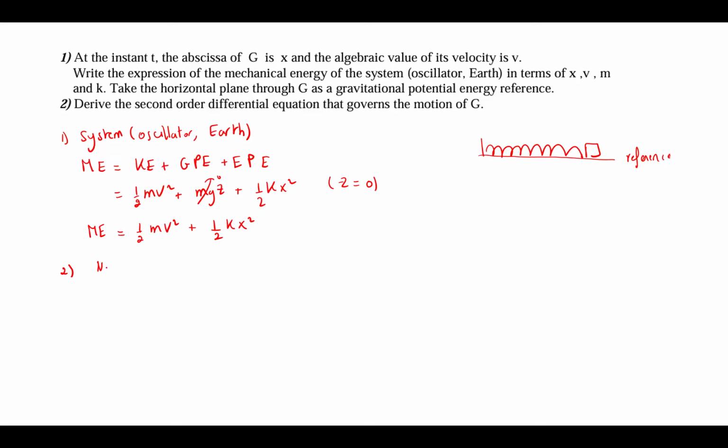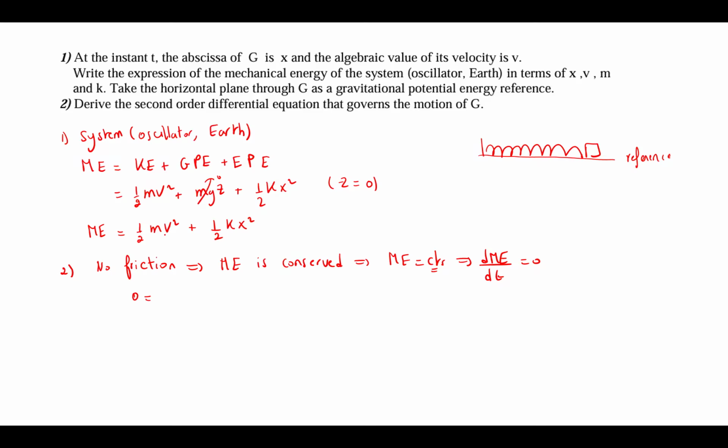In part 2, derive the second order differential equation. We know that there is no friction, which means I can use the principle of conservation of mechanical energy. ME is conserved. When we say ME is conserved, it means ME is equal to a constant, which means that its derivative must be equal to 0. So I will take the equation of the mechanical energy at any instant, and I'll do its derivative. So the derivative of ME will be 0.